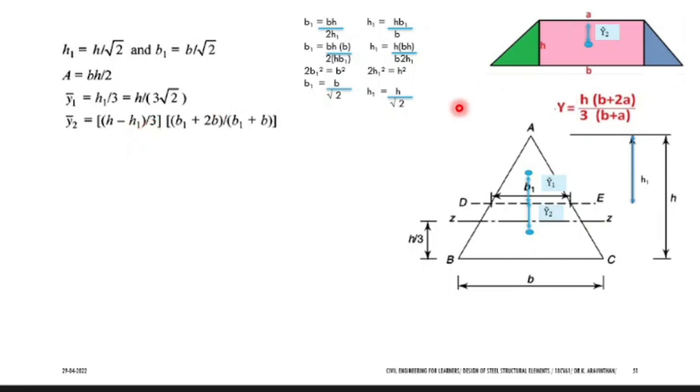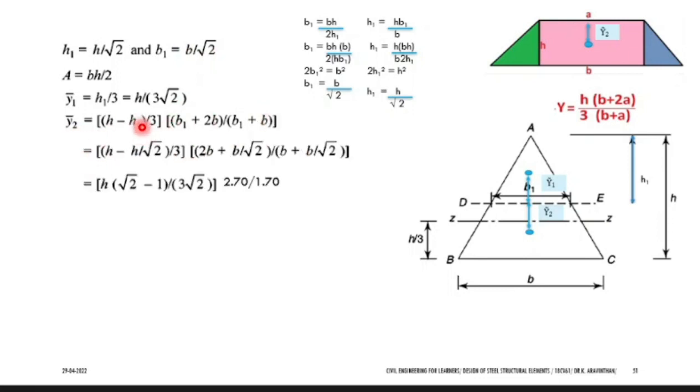Now 2B. So what is the B component here? B component is 2B and what is the A component? A component is B1. So you have to substitute B1 here, divided by A and B, here B1 plus B. This is what is written here. Now you can simplify this. Do you know H1? What is H1? H by root 2. What is B1? B by root 2. You substitute this component and find Y2 bar.